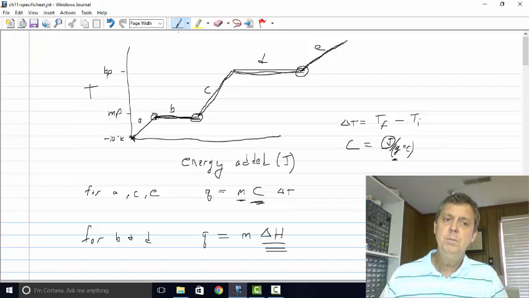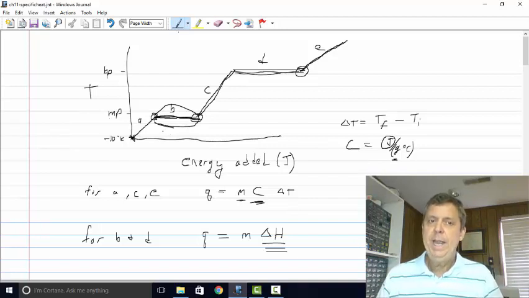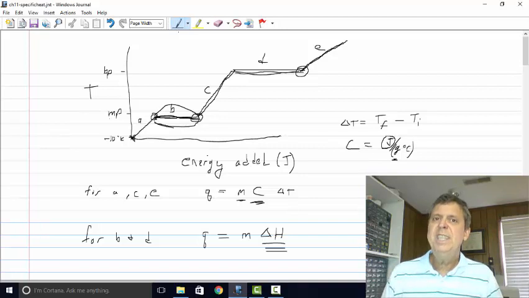Going from solid to liquid, in this case for B, if we're going from left to right, we're melting, and in that case, we are adding energy. We use the enthalpy of fusion. If we're going from right to left, we're going the opposite direction. We're freezing. We have to use the enthalpy of freezing. Well, the enthalpy of freezing, as we discussed, is the exact same as the enthalpy of fusion.